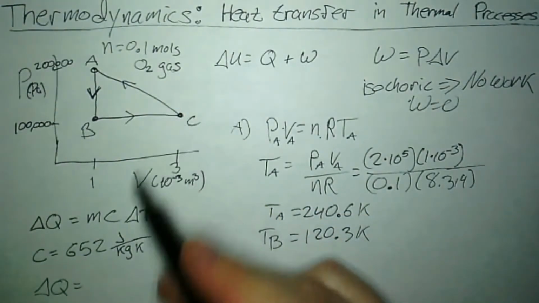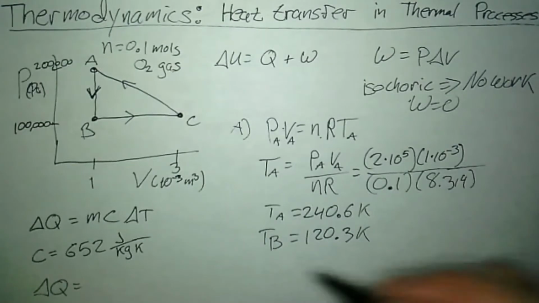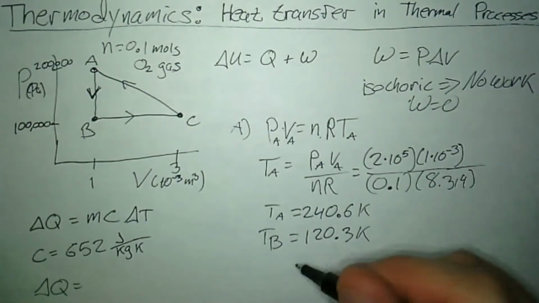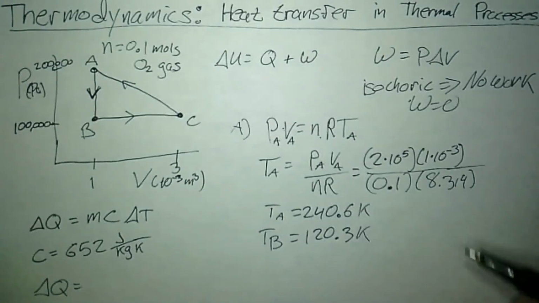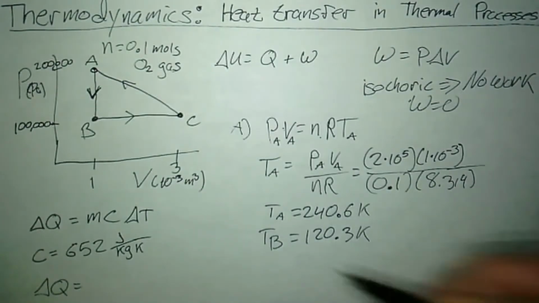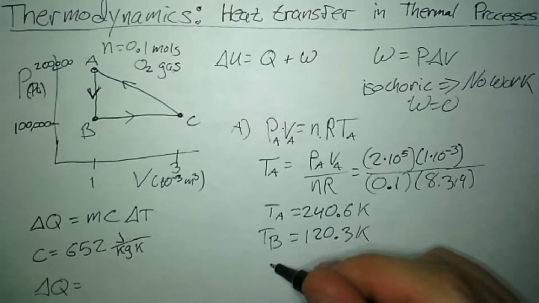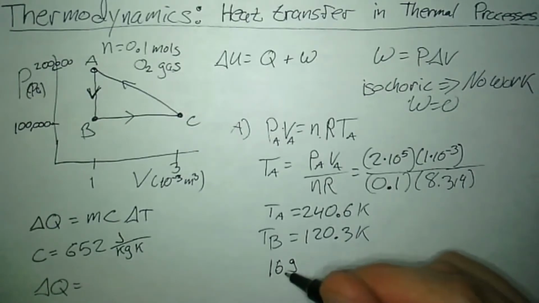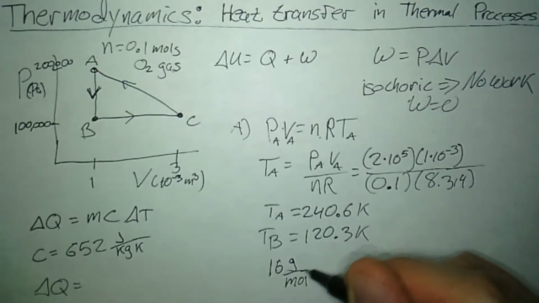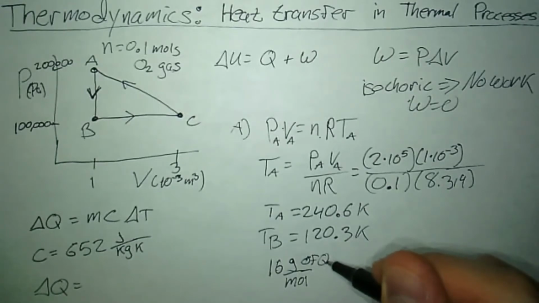So now I need to figure out what my mass is, right? So I'm just going to step to the side here and figure out the mass, because I know I have 0.1 moles. This is oxygen, which is a diatomic gas. So I know the atomic mass of oxygen is 16 grams per mole of oxygen.